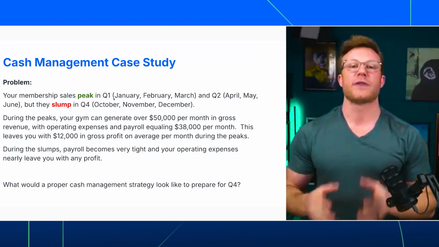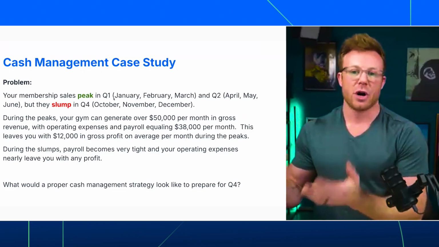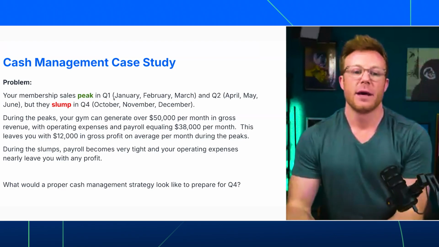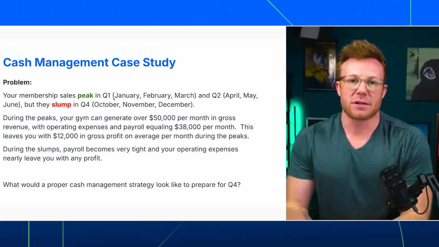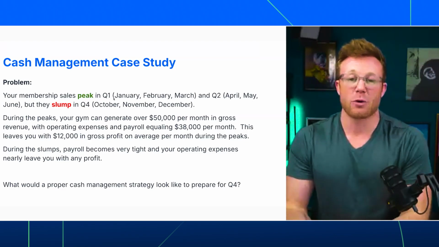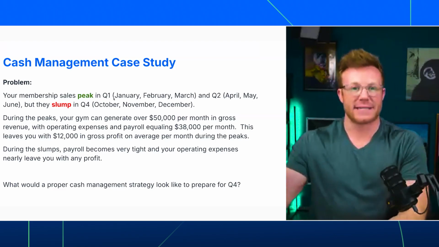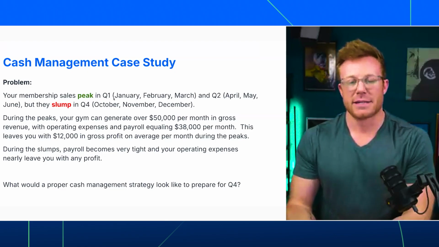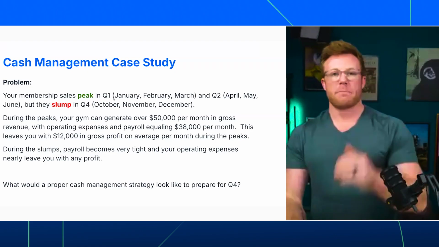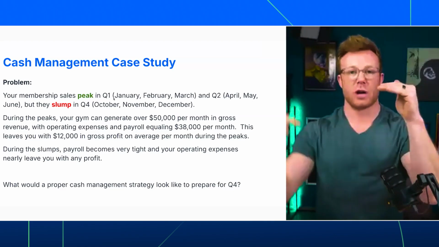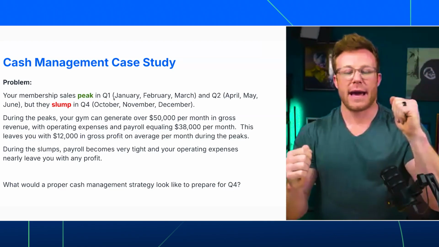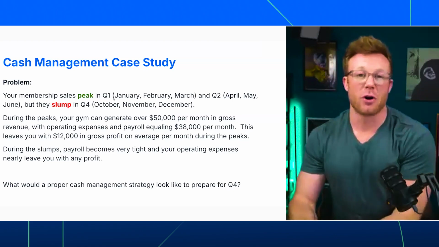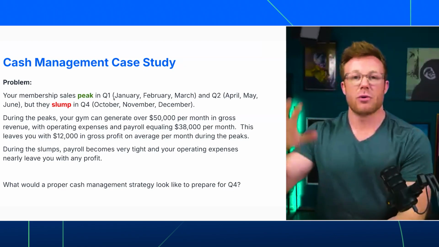That leaves you with $12,000 in gross profit on average over that 6-month period, Q1 and Q2, where you do really well. Well, during the slumps, Q4, payroll gets tight because you're not selling a lot. There's not a lot of people trying to sign up for a new 6-week gym membership during Thanksgiving, right? It's a tough time. So your payroll gets tight because you don't have a lot of new revenue coming in like you did in Q1 and Q2. And your normal operating expenses and payroll of about $38,000 leaves you with hardly any profit.